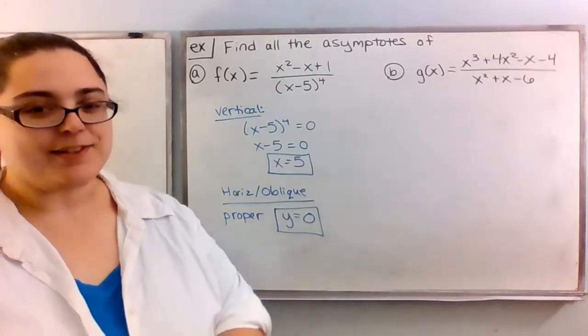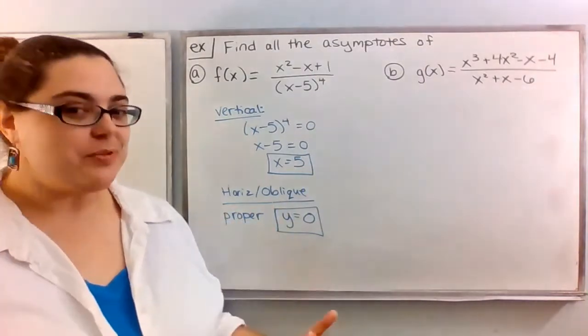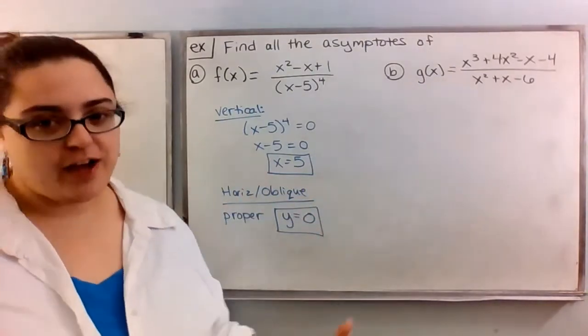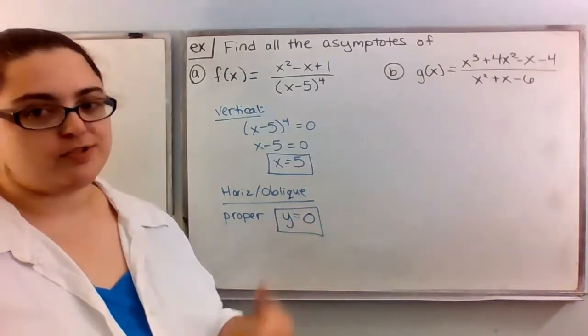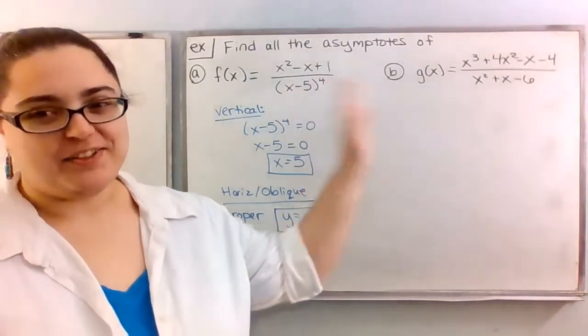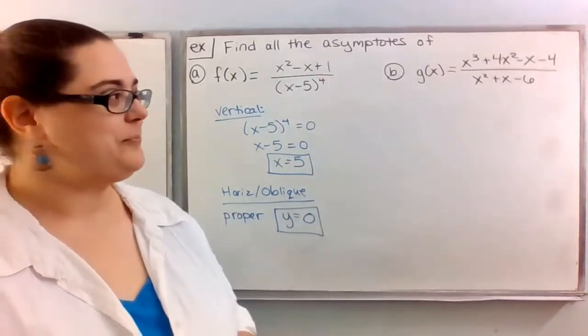All right, so this is about as good of an example as we're going to get. We didn't have to do any factoring, and we had proper, so we didn't have to do any dividing, and we can find our vertical and our horizontal asymptotes. Easy peasy. So I'm betting g of x is not going to be so easy. So let's walk through that one.